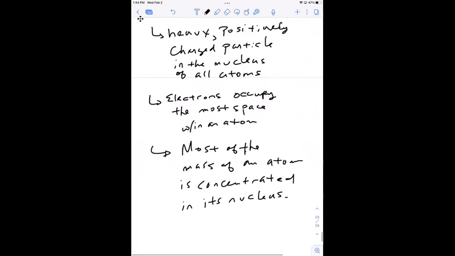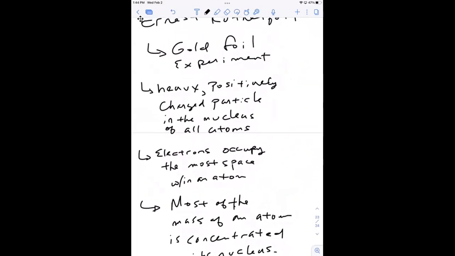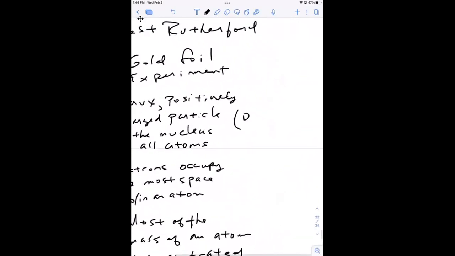All right. So most of the mass of an atom is concentrated in the nucleus, and that heavy positively charged proton is about 8,000 times heavier than an electron. So I'm going to abbreviate electron as E minus. Anytime you see that, that's an abbreviation for electron. All right.